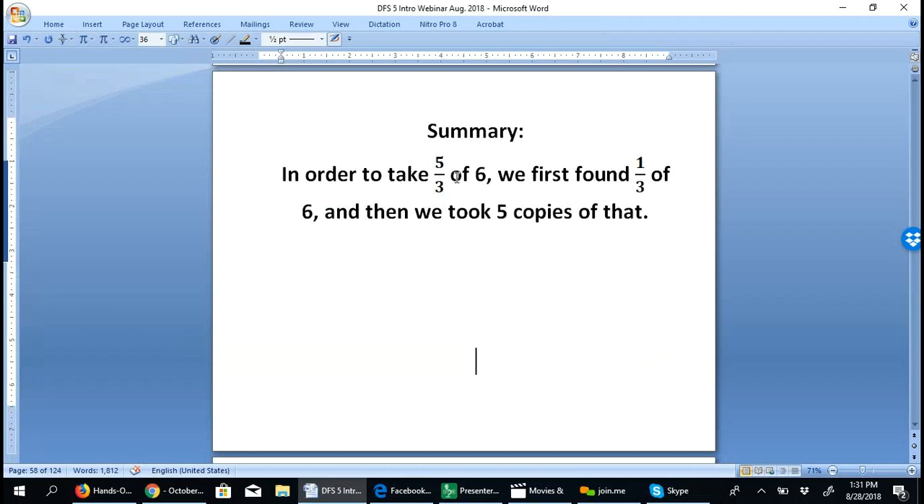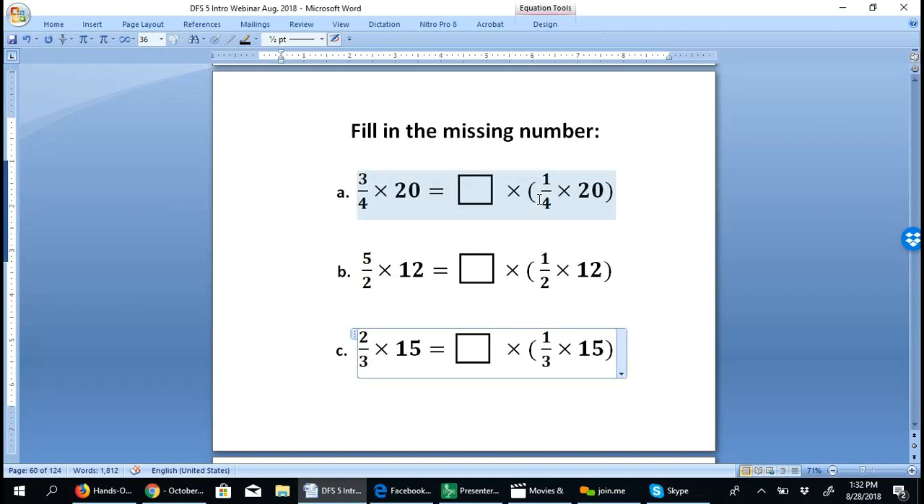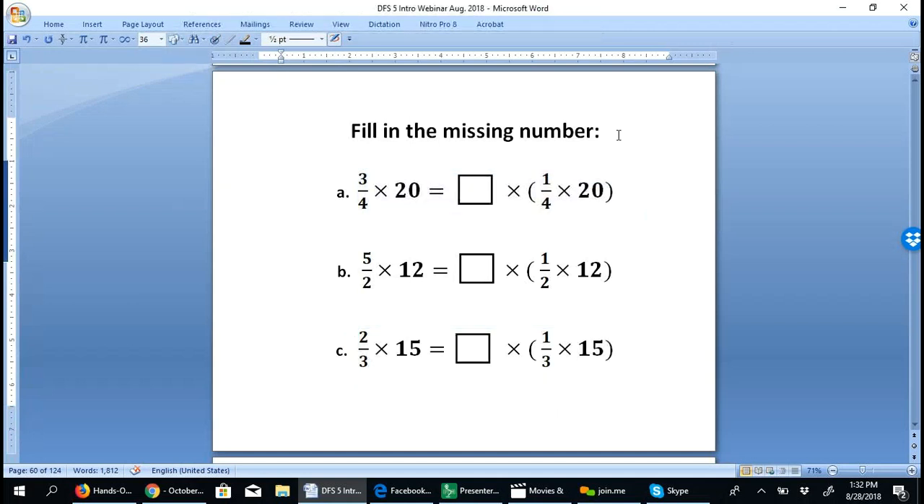So in order to take 5/3 of 6, we first found 1/3 of 6 and took 5 copies of it. Now you can express that symbolically this way: 5/3 times 6 equals 5 times 1/3 of 6. We know that this is 2 and we get 10. Okay, would you please let me know what is the missing number?